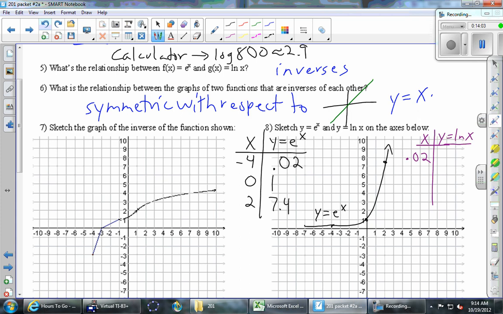What is ln of 0.02, or maybe better, the actual number that we had there? -3.9 and change. So really, what should it be? Should be -4. And ln of what's the next x value I want? I want to pick 1 for the x, and then ln of 1 is 0. And then the last x is 7.4, and the y is 2. So go ahead and plot those points.